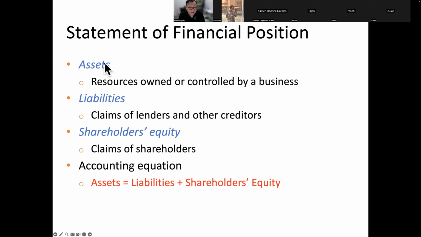So assets, okay? Resources owned or controlled by a business. The University of Lethbridge has a science building and different buildings. Those will be the university's assets, right? Liabilities. To build all these buildings, the university probably got bank loans from the banks, right? Those moneys owed to the banks will be their liabilities. Shareholder equity is the difference between assets and liabilities. So assets minus liabilities equals shareholder equity.